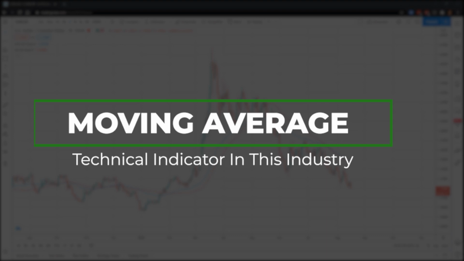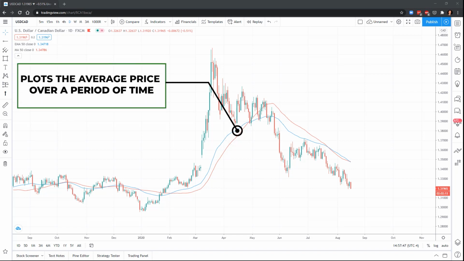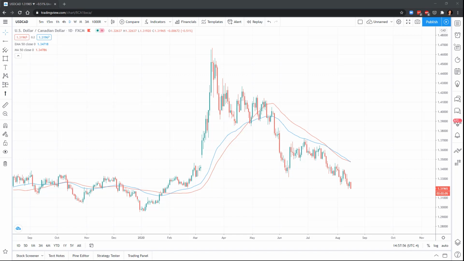So a moving average is simply a type of technical indicator in this industry. In fact, it's probably one of the most commonly used indicators that we tend to see. And there's a good purpose for that, because a moving average is a study that plots the average price over a specific period of time on your chart. It is a mathematical formula which is calculated by averaging a number of historical data points. And since this data is smoothed over, it helps prevent traders from getting caught in the noise of daily price fluctuations.